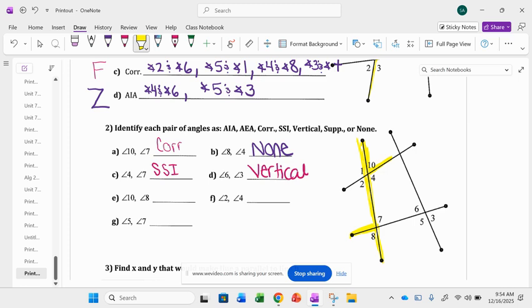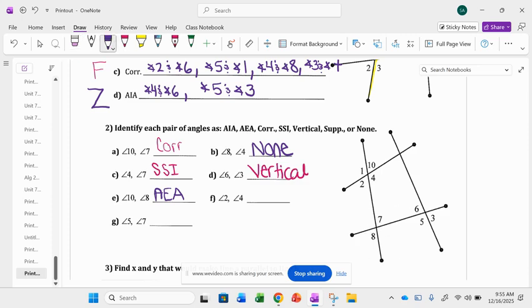Well, are they interior or exterior? Yep, they're exterior and they're on different sides. So the only thing we have that doesn't make a letter is alternate exterior. So that's what we look for. So here, this is going to be alternate exterior. AEA, alternate exterior.